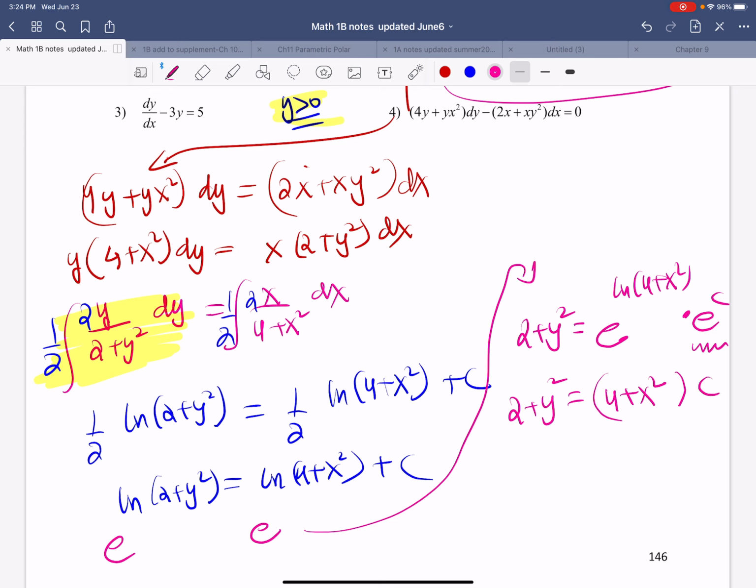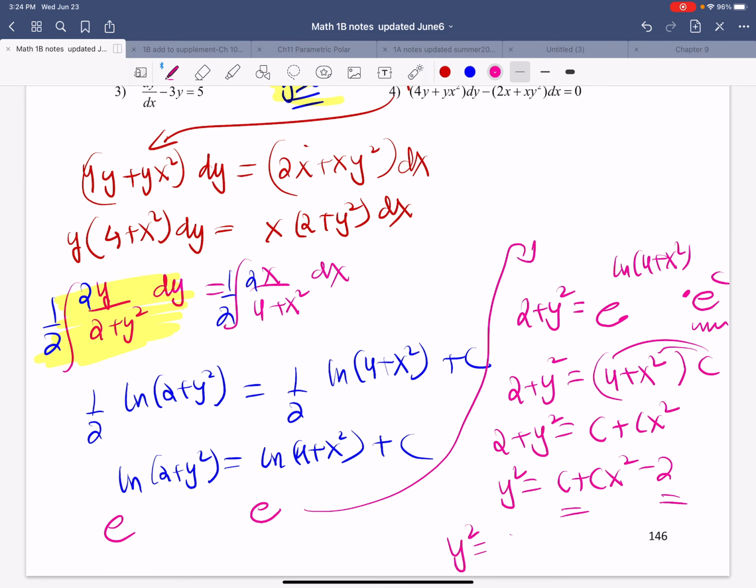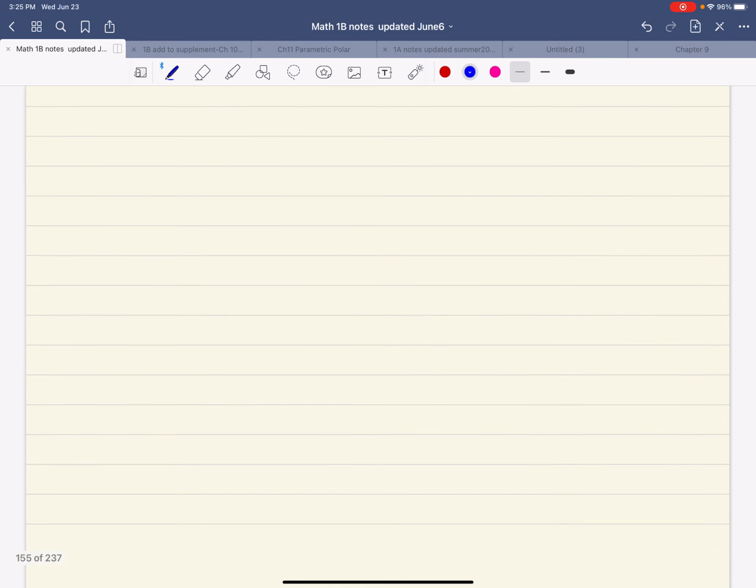So we can say 2 plus y squared, and we can distribute the c inside. 4 times c is still a c. And finally, y squared is c plus cx squared minus 2. c minus 2 is still a constant. y squared is equal to cx squared plus a c. And that's going to be my equation. If you want to get y by itself, y is equal to plus or minus square root of cx squared plus a c. And that's our solution in this case.